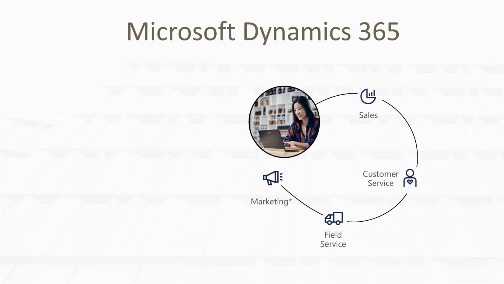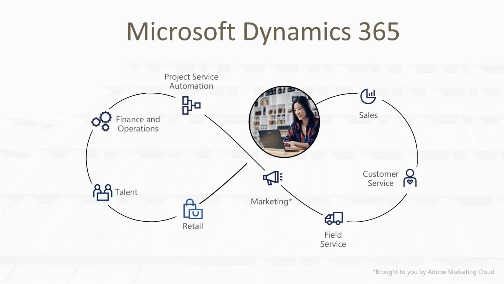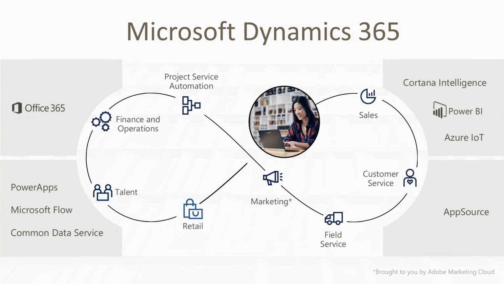So here is the entire Dynamics 365 family. As you can see, we have sales, customer service, field service, marketing, project service automation, finance and operations, talent, and retail. This makes up the entire family of products that make up the platform. This is surrounded by Office 365 and by Power Apps, Flow, and the Common Data Service to allow us to connect to other things. Over on the right-hand side, you'll notice you have Cortana Intelligence, Power BI, and Azure Internet of Things. And then finally, when you need to access solutions from third parties, we have the App Source.